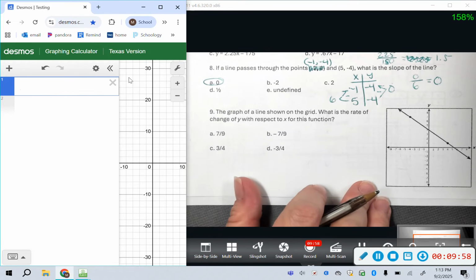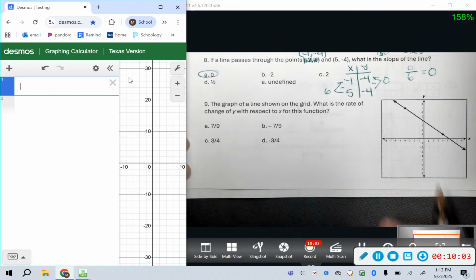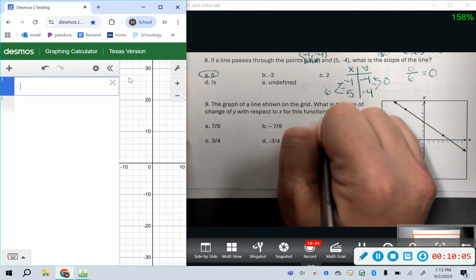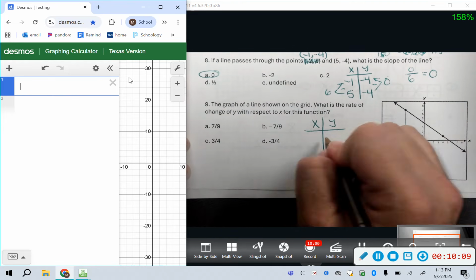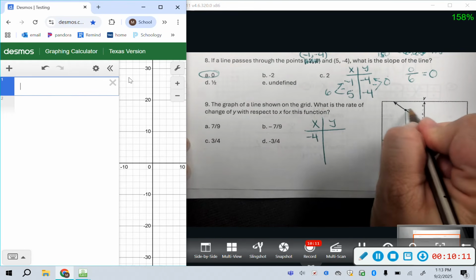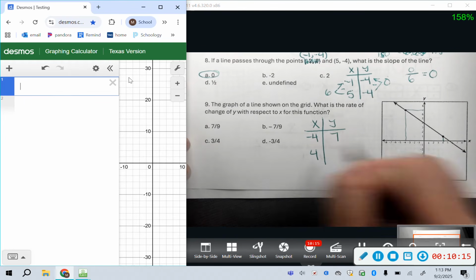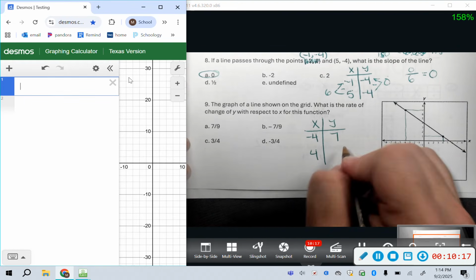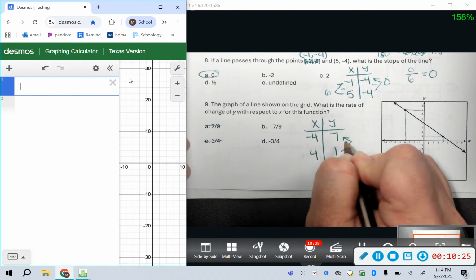Number 9, the graph of a line shown on the grid. What is the rate of change? So I'm going to pick 2 points, and I'm going to build a table. So this point is -4, 7. And this point is +4, 1. Now, first things first, I want y'all to realize this is a negative slope, so I can cross off my two positives. And we're going to do bottom minus top.